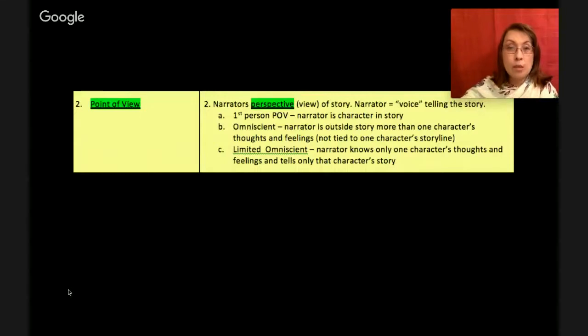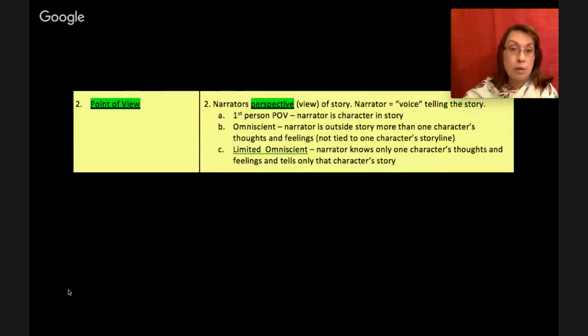Next, item 2 is point of view, otherwise known as POV. Go ahead, right underneath where it says point of view, and write POV so you know what I mean when I talk about point of view. And looking at the right side of your notes there, it says the narrator's perspective or view of the story. The narrator is the voice telling the story.